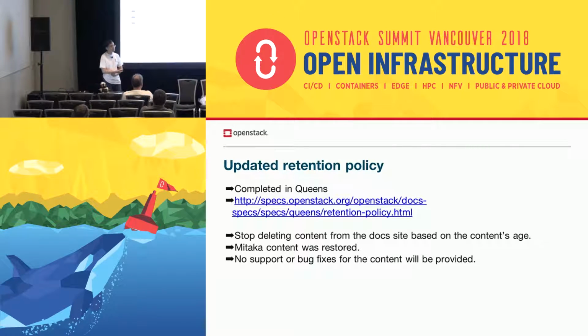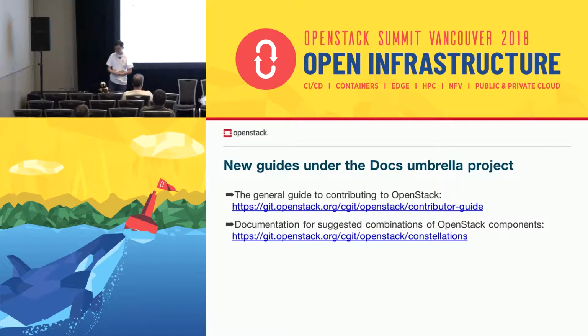For those kinds of documents, you cannot submit any bugs. If you submit a bug, it will be classified as invalid because it is too old. So the documentation team cannot maintain such old documents, but you can access them very easily on docs.openstack.org.